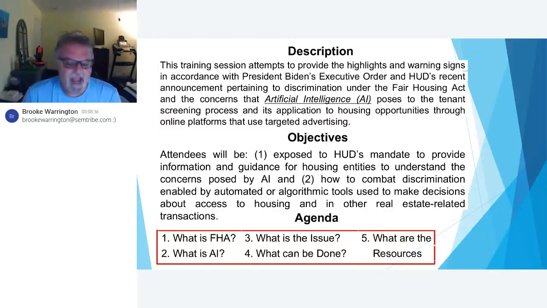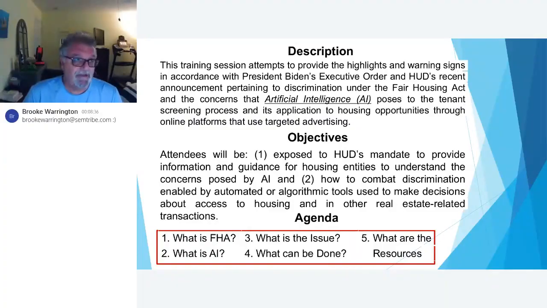So AI in my scenario here, of course, refers to artificial intelligence posed to the tenant screening process and to the application to housing opportunities through online platforms that use targeted advertising. Again, most of these concerns are on the private side, and not so much yet on our side of the equation, those of us that receive federal funding, or as I sometimes refer to it, the public side, public funding, federal funding. Most of this is being generated, but nevertheless, the concerns are still there.